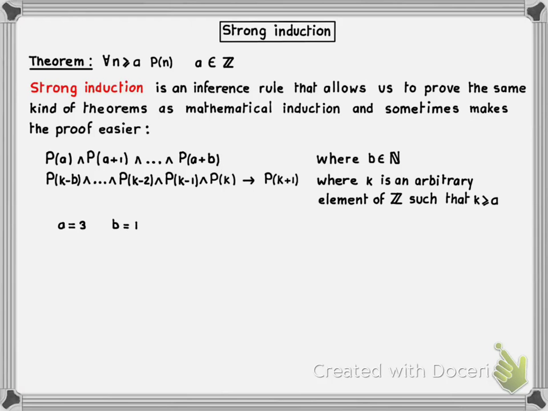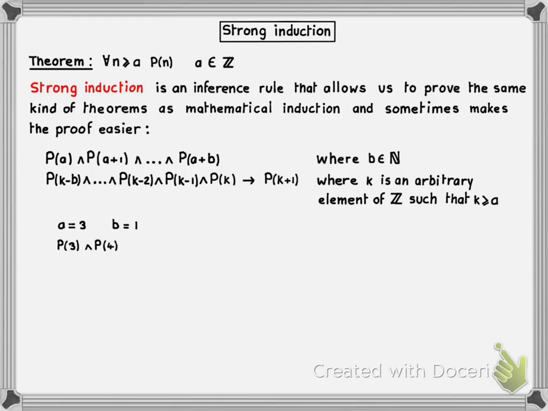So what does that mean? Well, first you're going to have to prove the basis step, which is going to be P of A, that is P of 3, and P of A plus 1, all the way to P of A plus B. Now, A plus B here is going to be A plus 1. So you're going to stop here. A plus 1 is 4, so the first premise is P of 3 and P of 4.